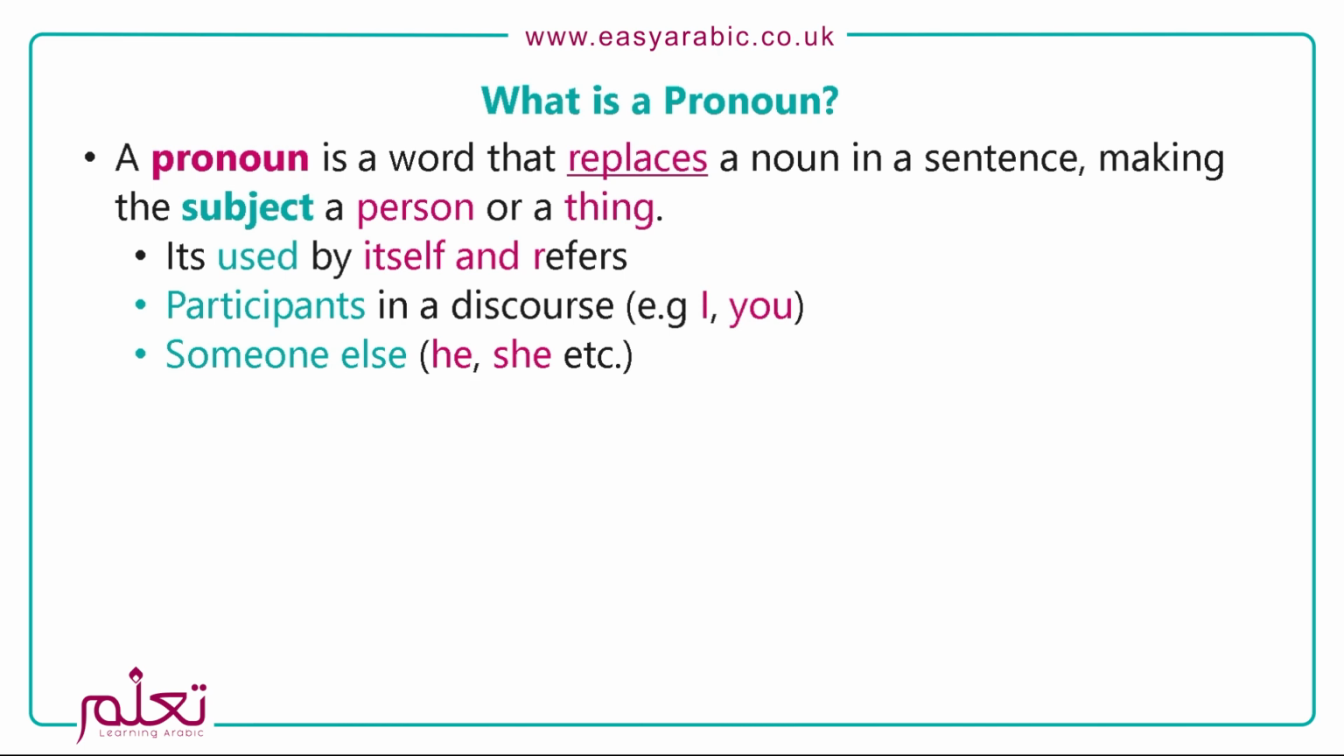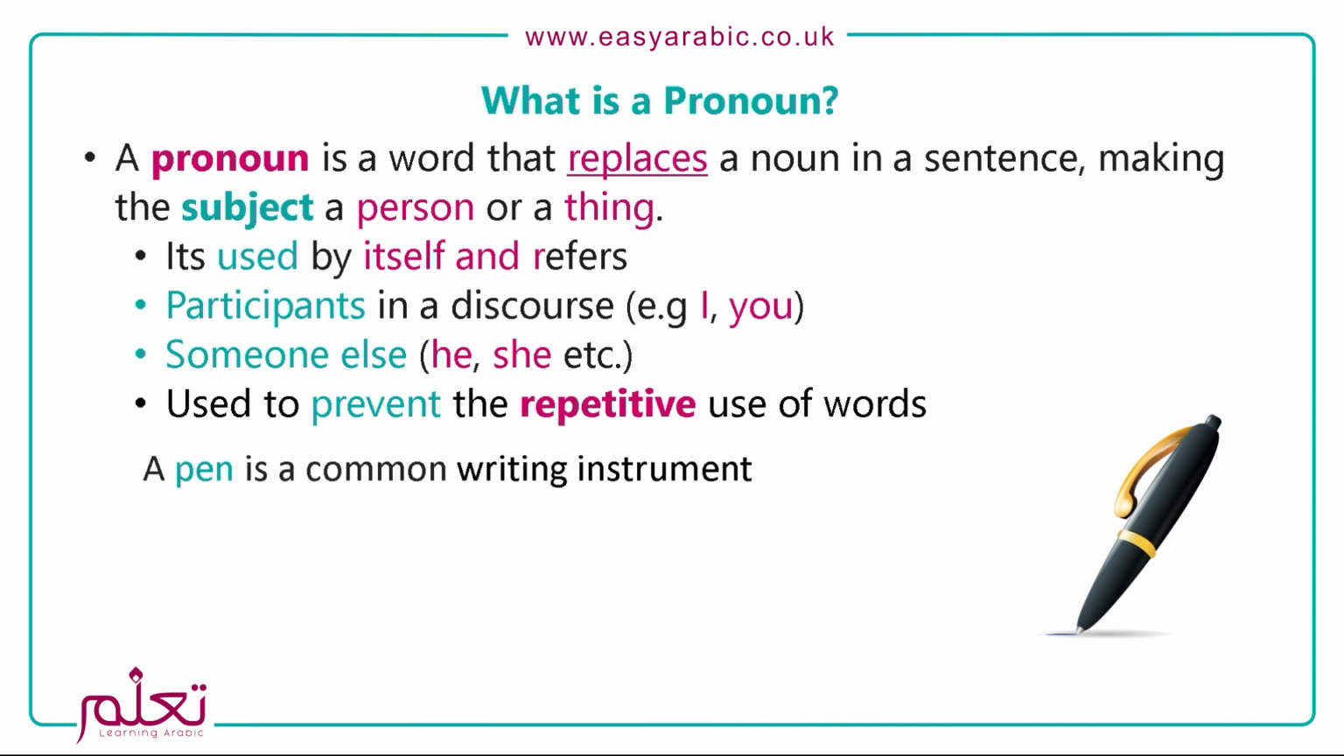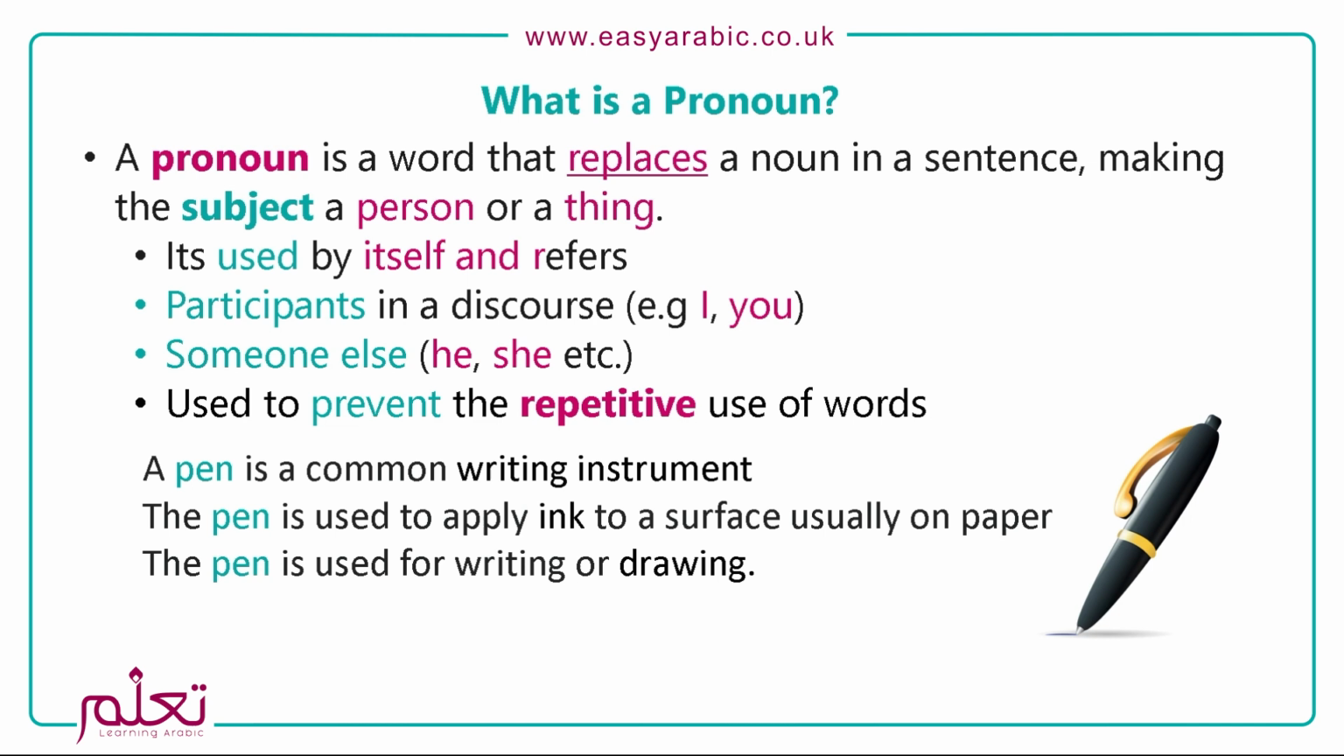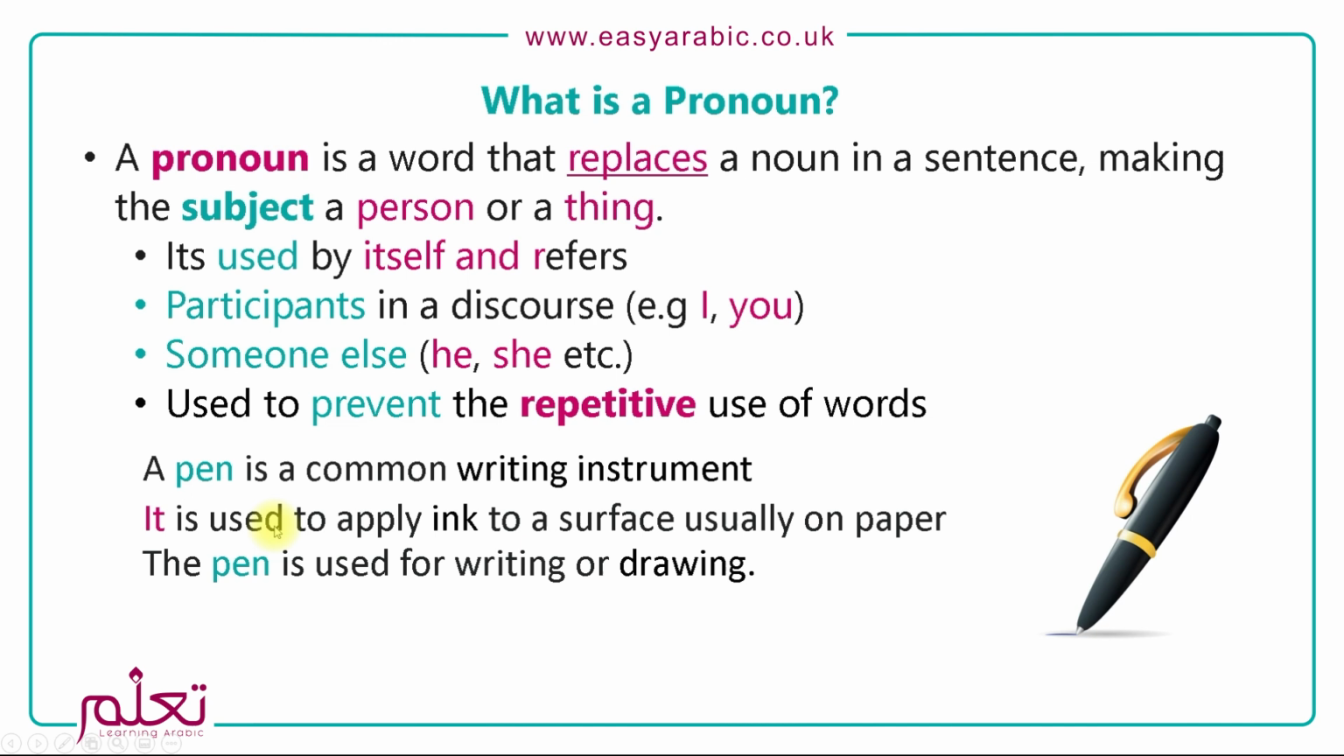So if we look at this example, a pen is a common writing instrument. We're saying the pen is used to apply ink to a surface, usually on paper, and the pen is used for writing or drawing. So here you can see that the pen is being used more than once. And so this is where the pronoun comes in. We can then substitute the pen with the pronoun. So here we can say it is used to apply ink to a surface, usually on paper. It is used for writing or drawing.